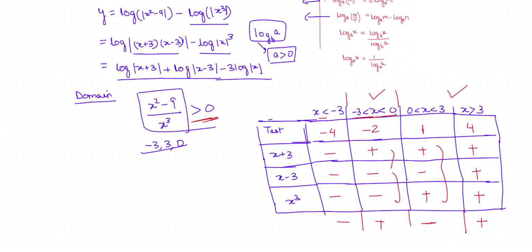So these are the two ranges which give us positive values, greater than 0, and that will be the domain. So we can write the domain in interval notation.